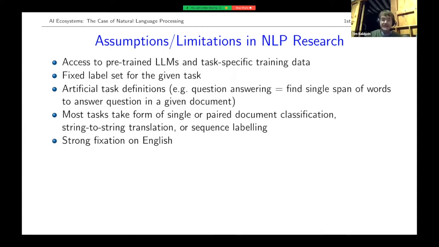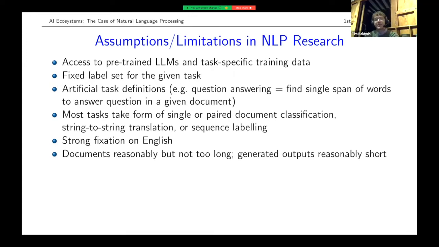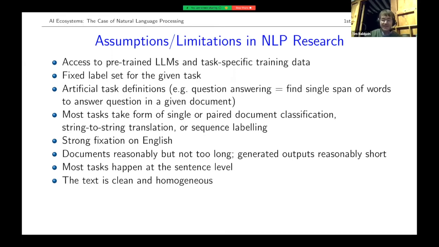Large fixation on either single or paired document classification or regression problems, or string-to-string translation or sequence labeling. Strong fixation on English. There's a very sharp drop-off for other languages. Documents you want to have reasonable length, so you've got enough context, but not too much. You can't fit them into the input of your large language model. So if the text is too long, you've got problems. If it's too short, you've got problems. There's kind of a Goldilocks length that you're after. A lot of the tasks we still perform at the sentence level, for things like machine translation, say. You don't do it at the document level, so that has implications for the coherence of a document-level translation. Say text is clean and homogeneous. Twitter is obviously not a safe place for NLP.